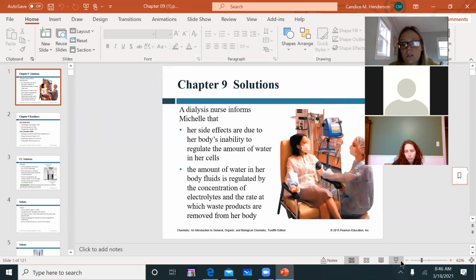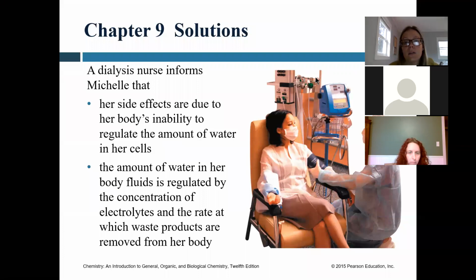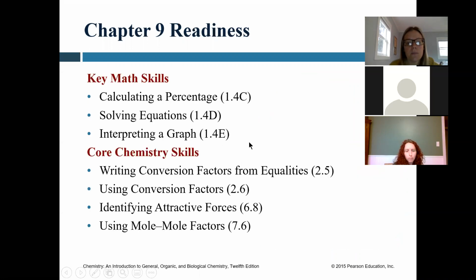Okay, so chapter 9 is all on solutions, meaning things that are dissolved in something else. This woman who's undergoing dialysis is being administered a solution that contains water and different amounts of electrolytes. It's moving through her system, sort of flushing her system out to regulate and help her body remove waste, because she has some issues with her kidneys, which are the filters for our system.